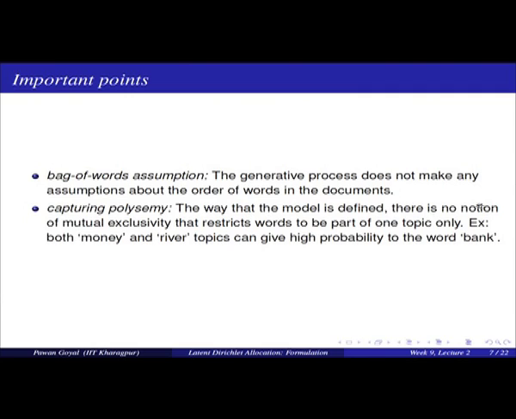So the way the model is defined, there is no notion of the words being mutually exclusive to the topics. For example, both the money and river topics can have high probability for the word bank, and that is perfectly fine.